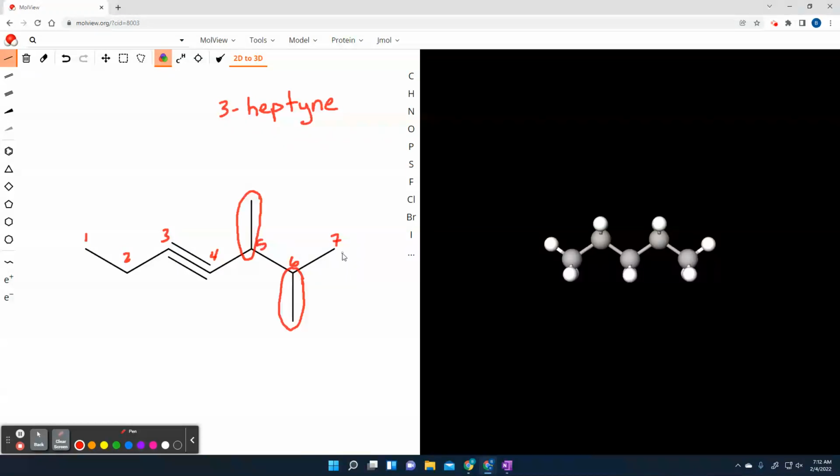This was another thing that I noticed a couple people are still making a little mistake on. We have 2 of the same branches. So that would be a dimethyl situation. We have one of them on 5 and one of them on 6. So we have to add this 5,6-dimethyl to the front of our name.